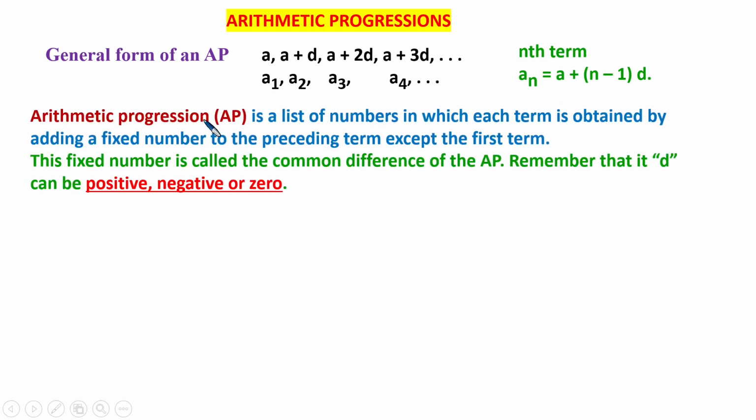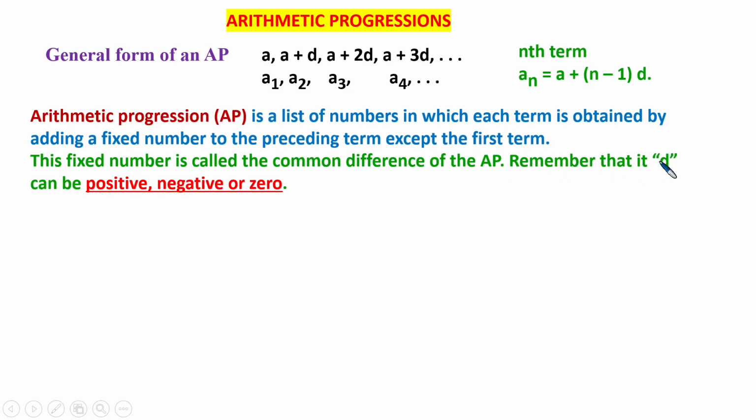So I can say that arithmetic progression is a list of numbers in which each term, these are the terms, first term, second term, third term. Each term is obtained by adding a fixed number to the preceding term except the first term. This number d can be some number added to the preceding term. So if you add this d again, you have 2d. Then again you add d here, you will have 3d. So this is what is the arithmetic progression. This fixed number is called the common difference. This d is called the common difference of the arithmetic progression.